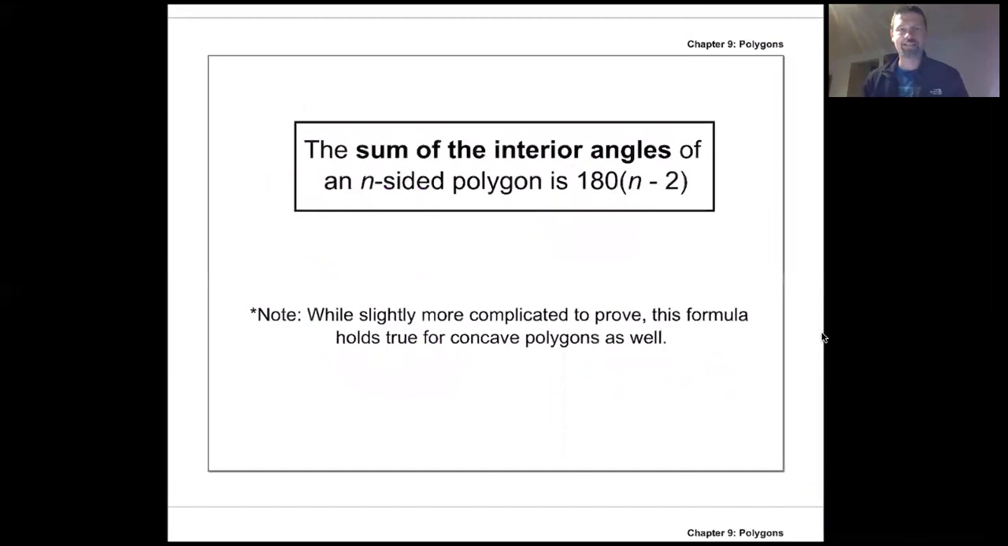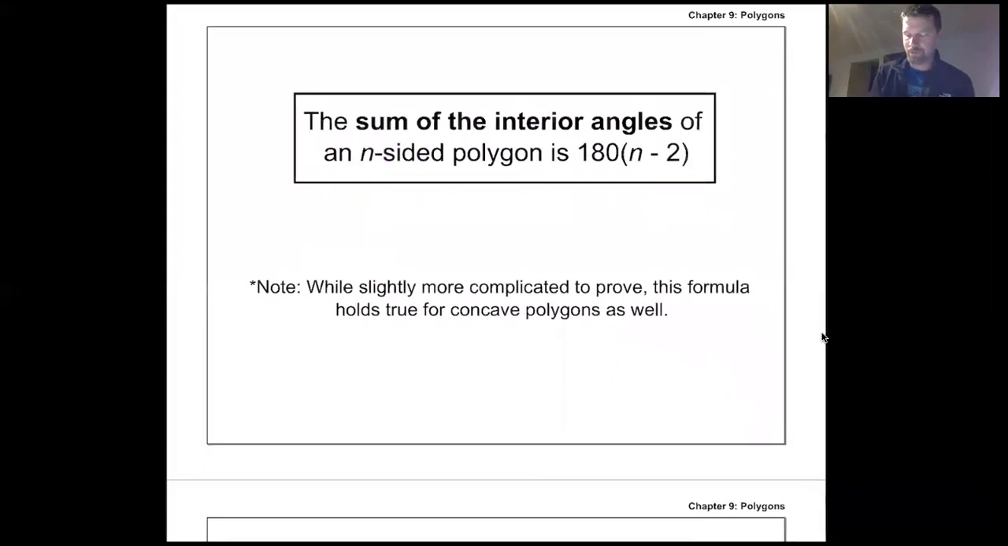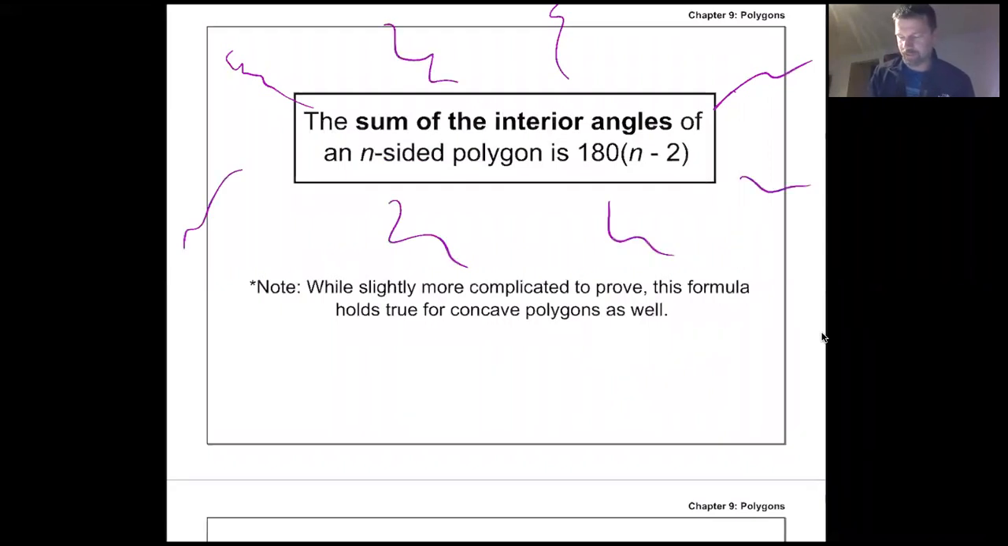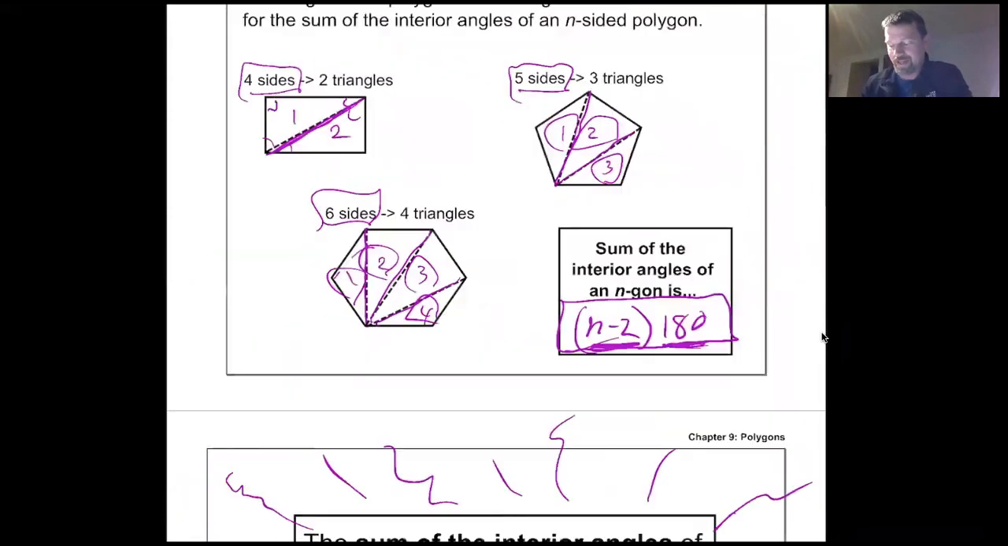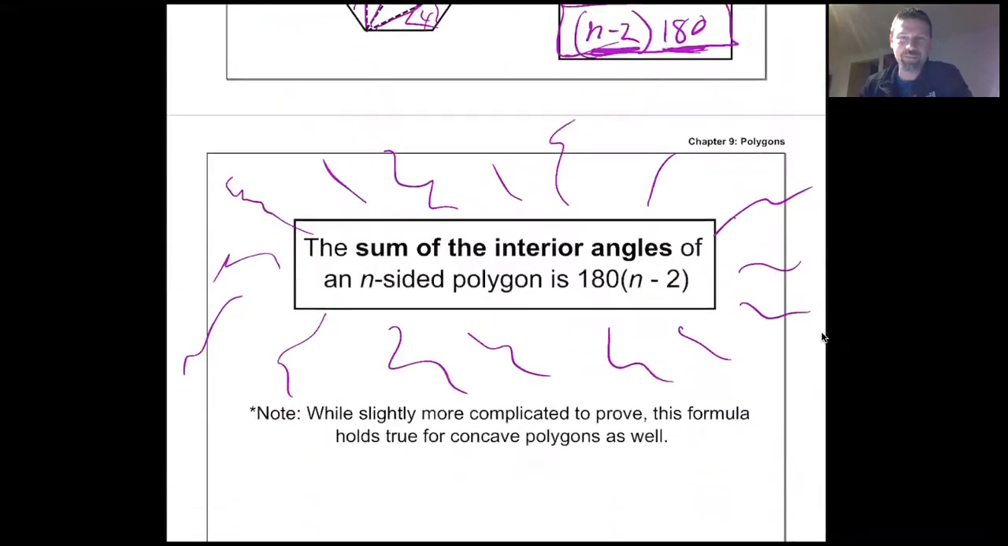Next slide just has that shown again because it's a really important thing. You should memorize that formula. All right, so you should memorize that formula: 180 times n minus 2, or the other way around, n minus 2 times 180, because multiplication is commutative.